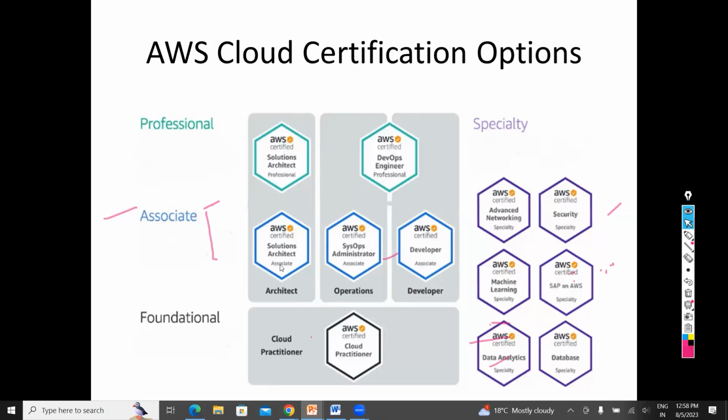basic understanding, right, and you want to move to the specialty exams, then these are the specialty exams in which you can cover security, advanced networking, machine learning, SAP, database, or data analytics, right? And the persons who are from coding backgrounds, coding profiles, can pick the developer profile with SysOps, system operations, or DevOps, and then they can go for the DevOps Engineer Professional, right?